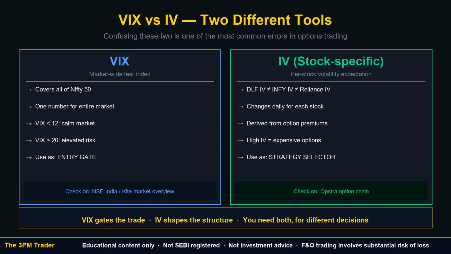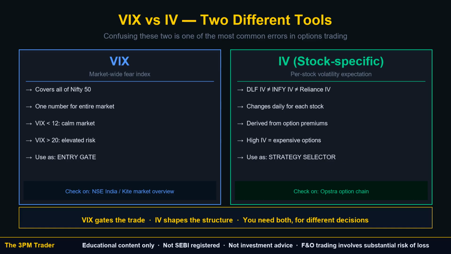One confusion I see constantly. VIX and IV are not the same thing. VIX is a market-wide fear index. It measures the expected volatility of Nifty 50 as a whole. When VIX is 12, the market is calm. When VIX is 22, the market is nervous. I use VIX as an entry gate. I only trade when VIX is below 20.